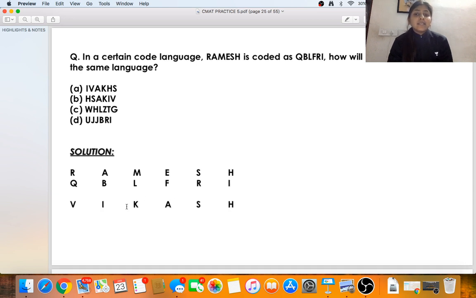We'll take Vikas and start by preceding. So V is preceded by U. I is succeeded by J. K is preceded by J. A is succeeded by B. S is preceded by R. And H is succeeded by I. So the answer is going to be UJJBRI. That is option D. Okay. No, Soumya, it's D. Okay.